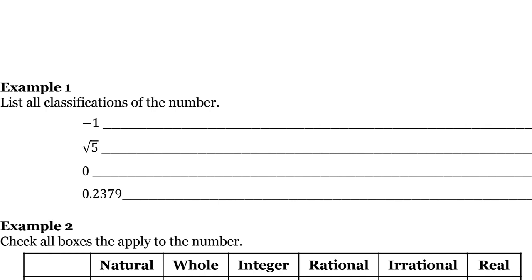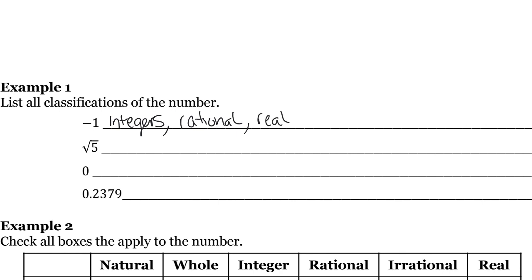Okay, so -1, where does that fall? Where do negatives start in that chart? Negatives start at integers. So it's an integer. And if it's an integer, what does that mean it's also? An integer means it's a rational number. And if it's rational, that means it's real.